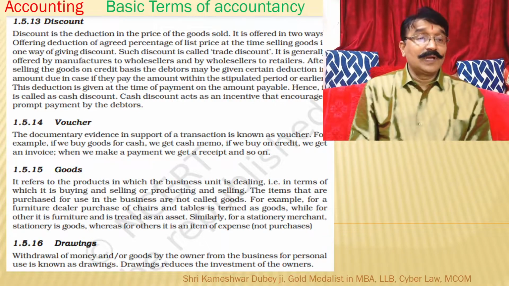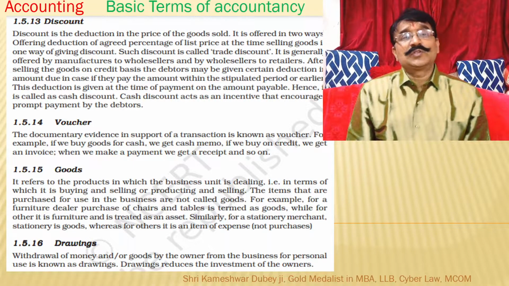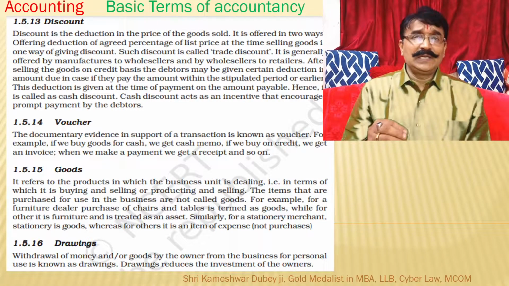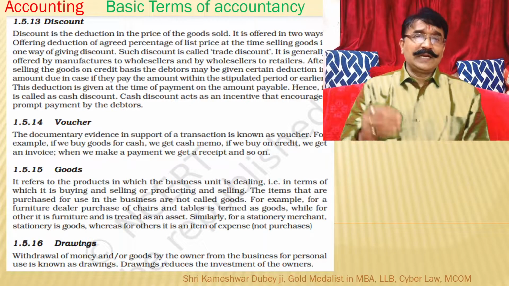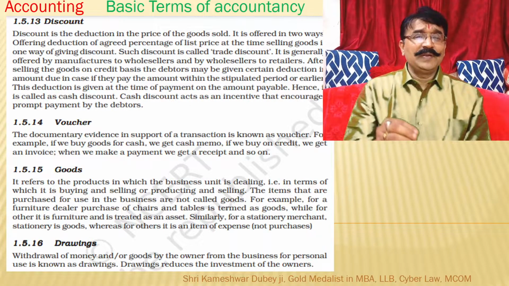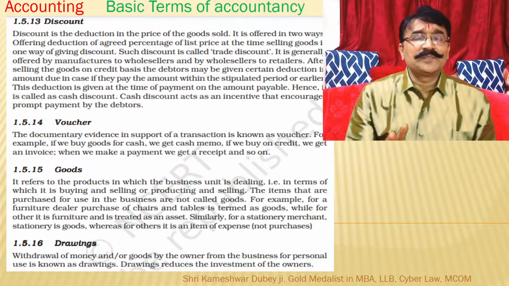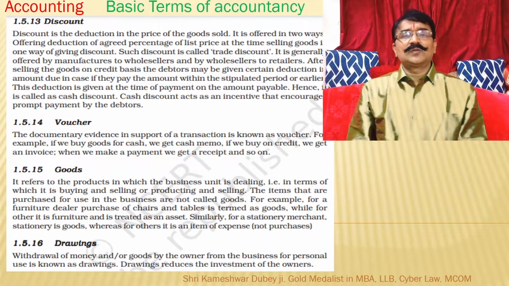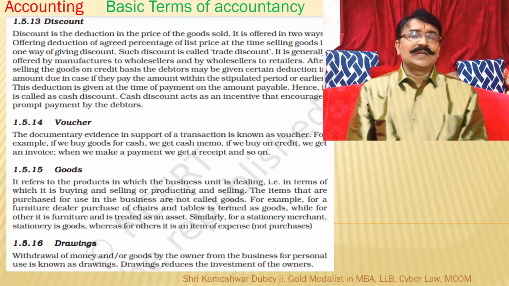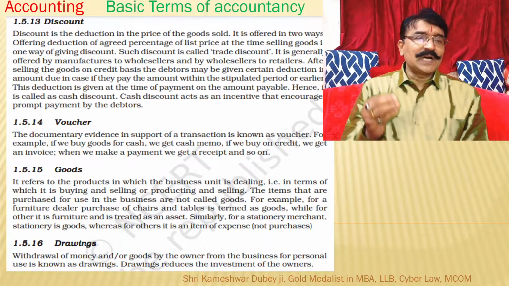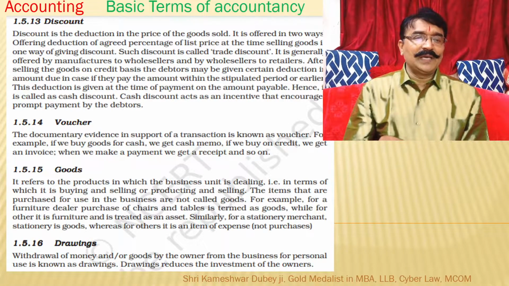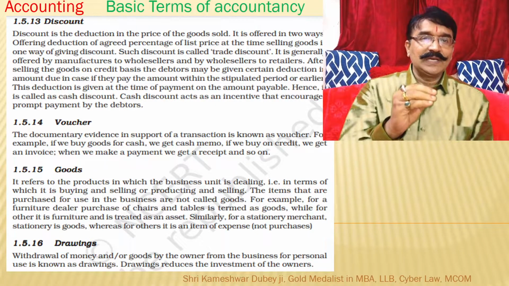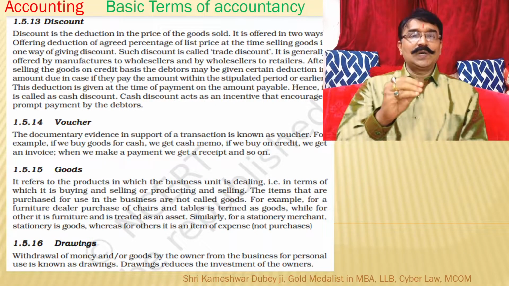Discount. Discount is the deduction in the price of goods sold. Whatever goods are being sold, generally the businessman, the entrepreneur, will give some discount to the wholesaler, or the wholesaler will give some discount to the retailer. Many times retailers also give some discount to the final customer. So if discount is given before the buying, that is called trade discount.